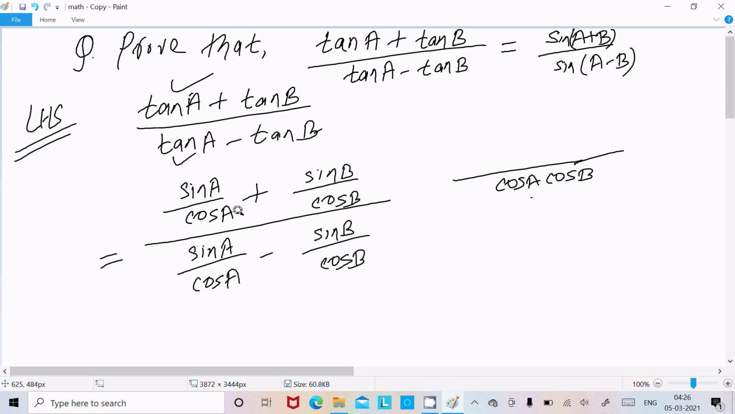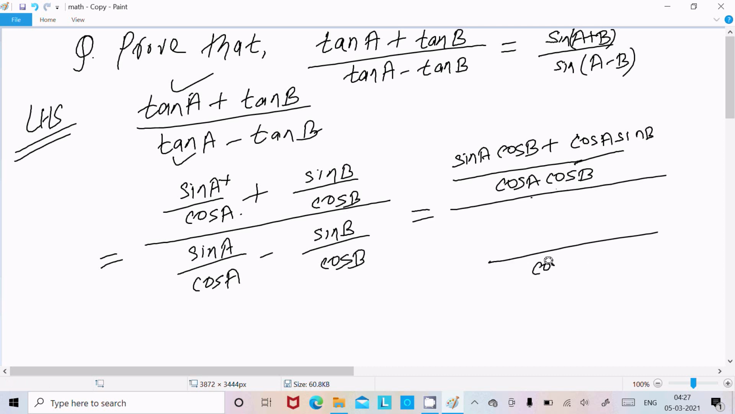Now here the LCM is cos A into cos B. Dividing this term by cos A, cos B comes, so cos B multiplies with sin A, so here sin A cos B. Dividing this term by cos B, cos A comes, so cos A multiplies with sin B. Now in the denominator, the same thing: cos A into cos B is the LCM, sin A cos B, minus cos A sin B.